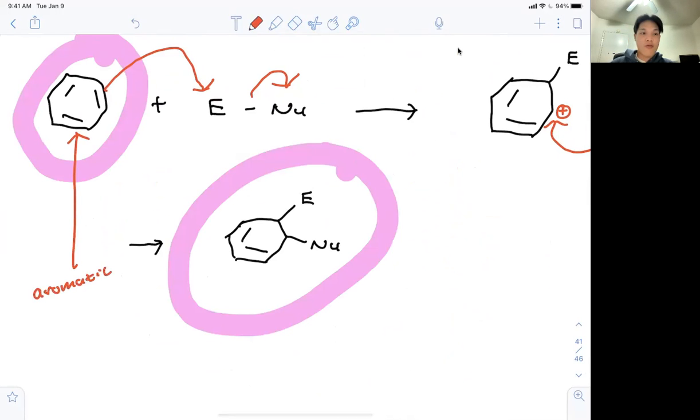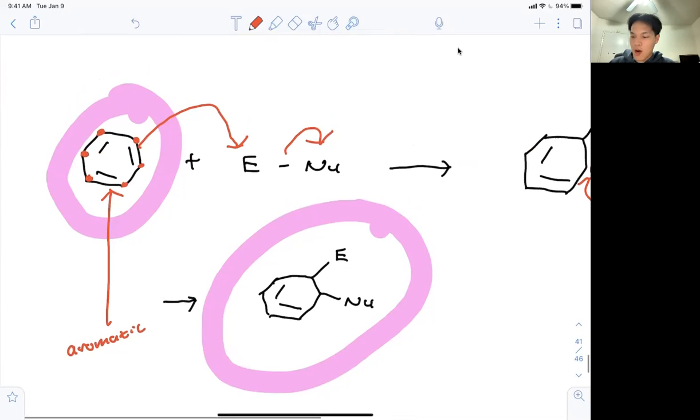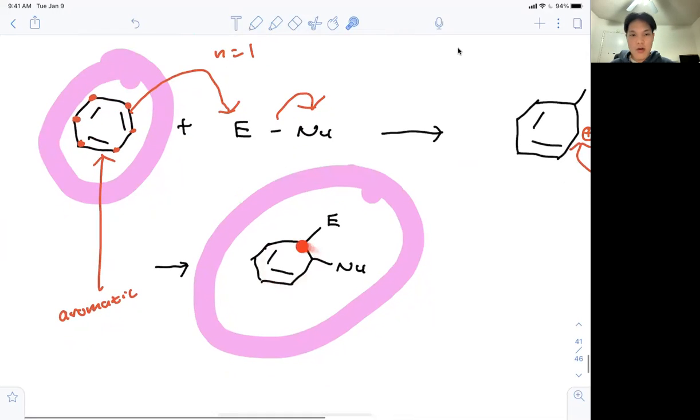Does it satisfy every rule that we have? We have sp2, sp2, sp2, sp2, sp2, sp2. They're all in the same plane. We have 1, 2, 3, 4, 5, 6. If we do 4n plus 2 equals 6, n is equal to 1, right? So it satisfies that. Are they conjugated? Yes, there's one carbon after it. So this molecule is aromatic, but what about this molecule?